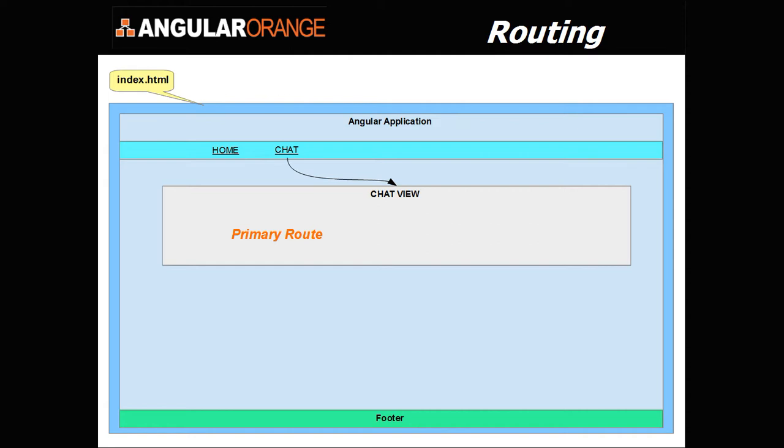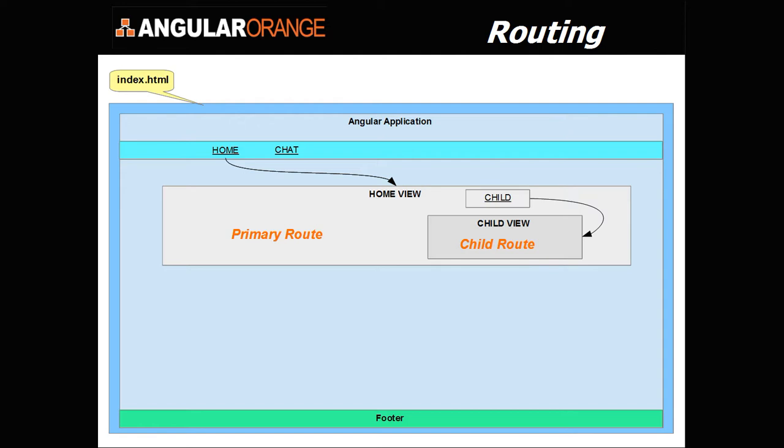Like I said, I have a home component template, I have a chat component template, and I point to these different URLs. I'm just pointing to different components, and the router outlet will show the template of my component.